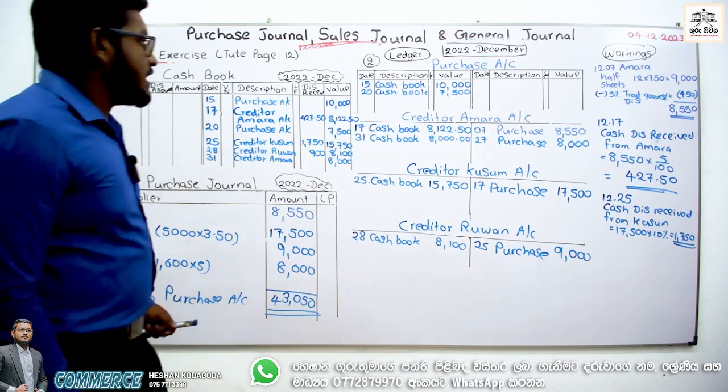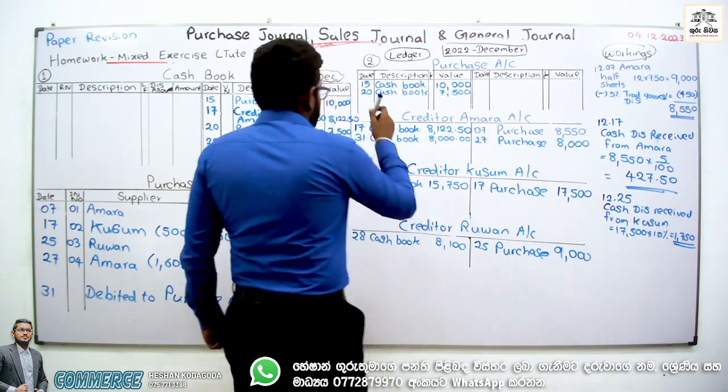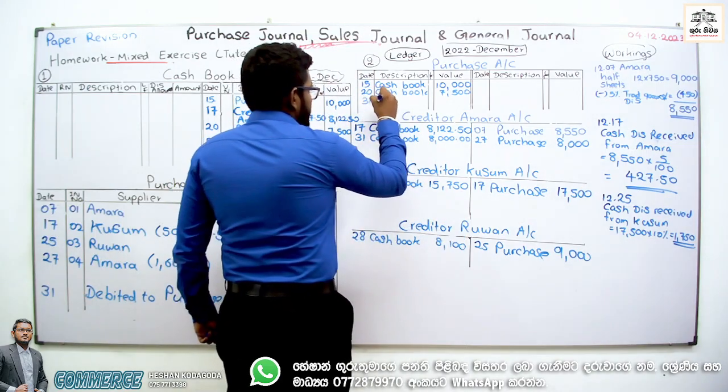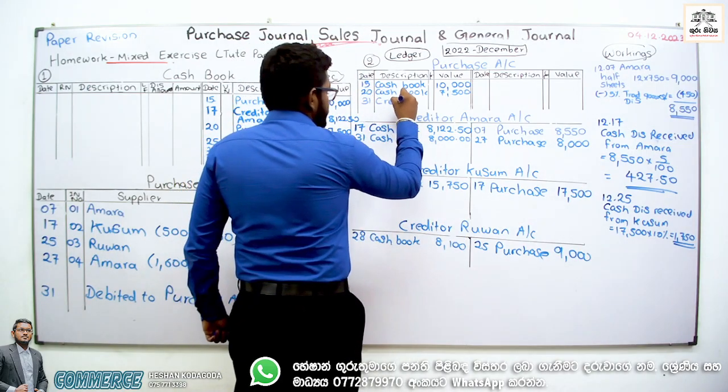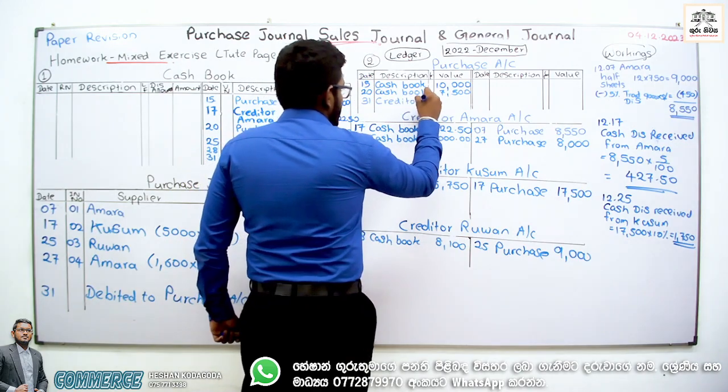Now, at the end of the month, you need to debit the purchase. On the 31st, creditors. What is the amount?